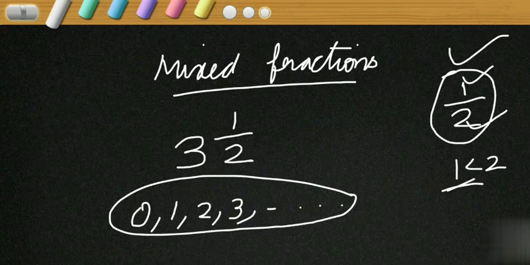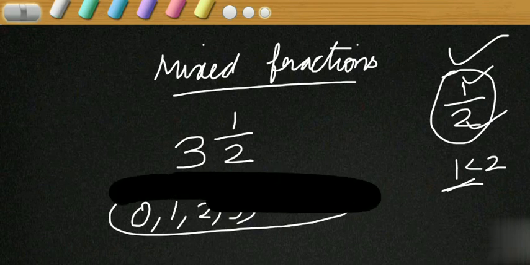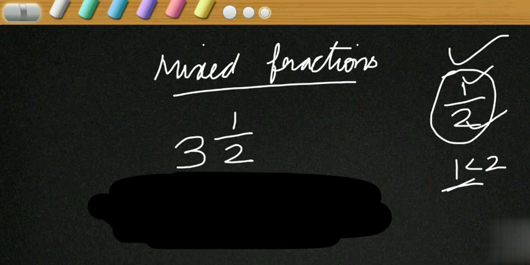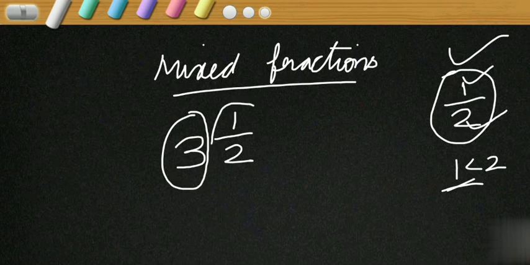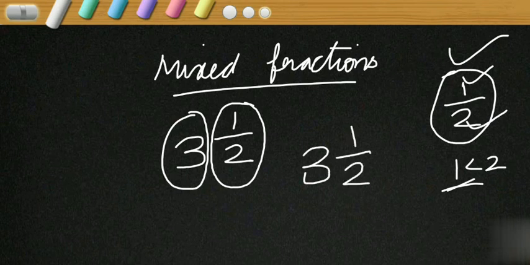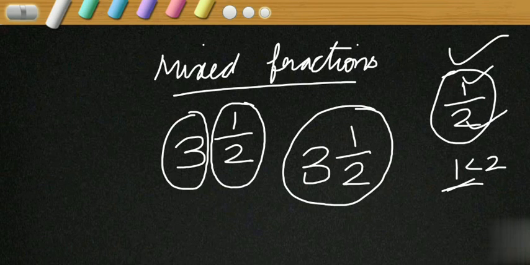So, a fraction with a whole number and a proper fraction is known as a mixed fraction. What about 3? Is it a whole number? Yes. What about 1 by 2? Is it a proper fraction? Yes. So, a fraction with a whole number and a proper fraction is known as a mixed fraction. So what about 3 1 by 2? Is it a mixed fraction? Yes, it is a mixed fraction, of course.